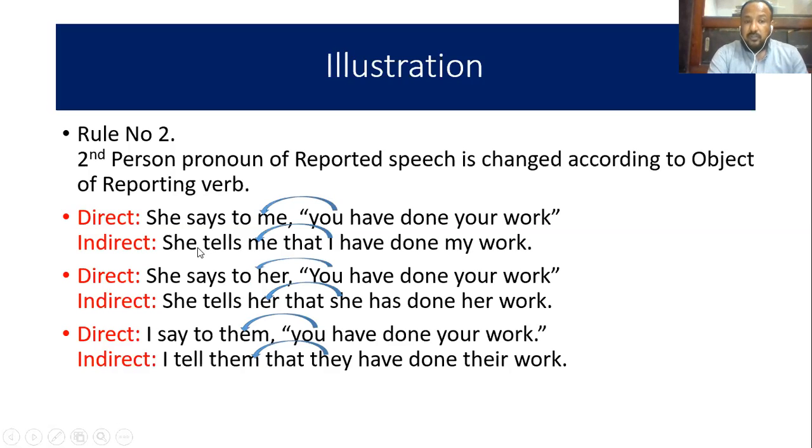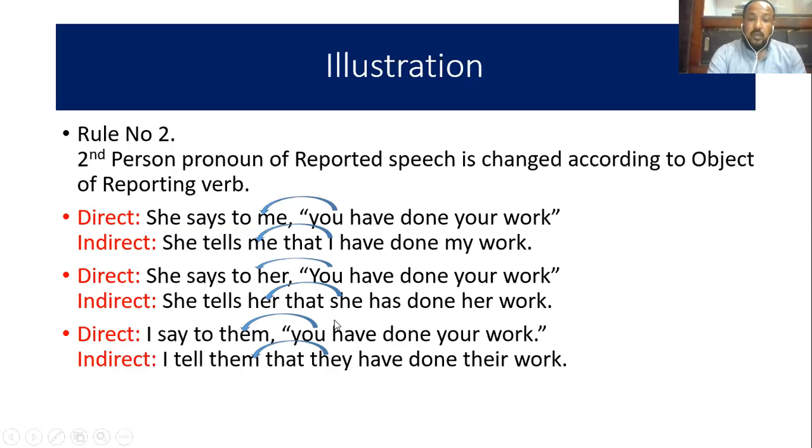So let's see what happens. She tells me that I have done my homework. Why here my? Because your is the second person. Second person changes according to the object of the reporting verb. Here your is a possessive pronoun. So what would be the possessive case of me? It is my. So we have to change each and everything, whether there is objective case, possessive case, or any other case, according to the subject and the object, following the rules.